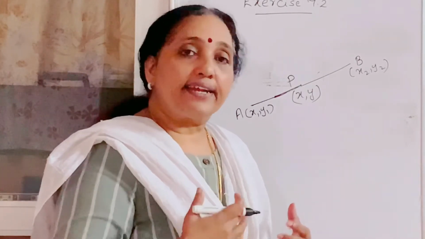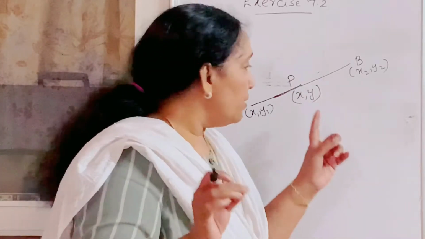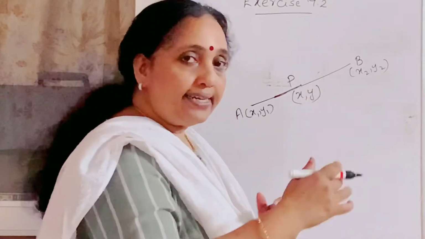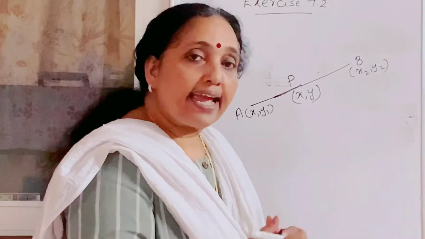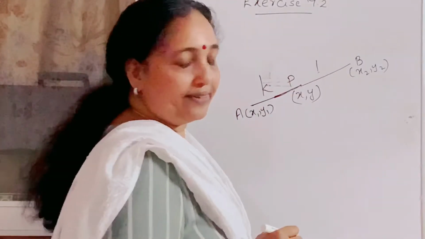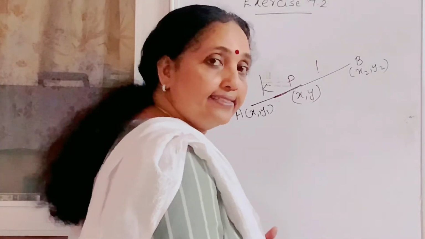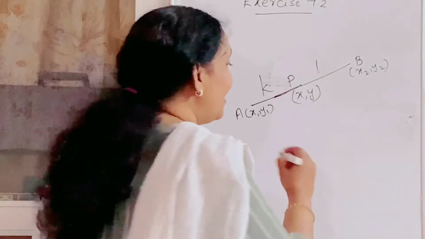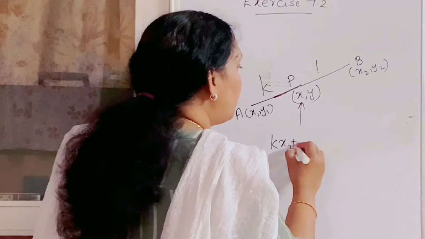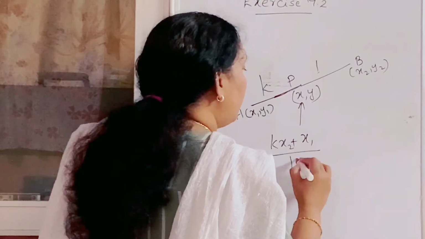How do you get the ratio if the ratio is not given to you? If the ratio is not given, the coordinates of P will be given to you. Then you take the ratio as K is to 1. How will you get the value of K? X is Kx2 plus x1 by K plus 1.